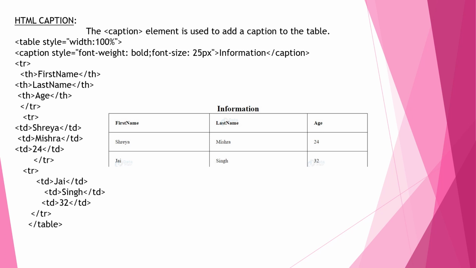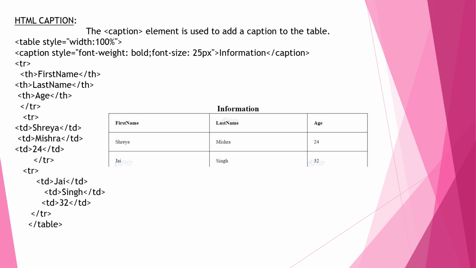Then you'll open a specific table row for entering the data by using TD. The first name here is Shreya, the last name is Mishra, and the age is 24. You'll close the table row. Then you'll open another table row to enter the next data: the first name is Jai, the last name is Singh, and the age is 32. You'll close the table row. Finally, you'll close the table.